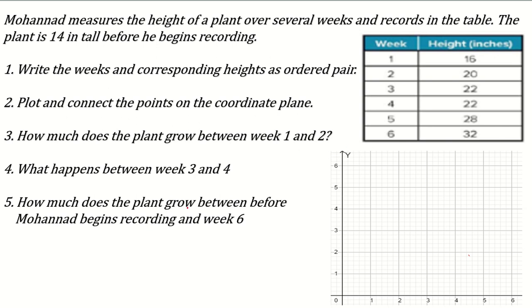Mohannad measures the height of a plant over several weeks and records it in the table. The plant is 14 inches tall before he begins recording, meaning it was the starting value. Okay. Now again the same type of question: write the weeks and corresponding height as ordered pairs.